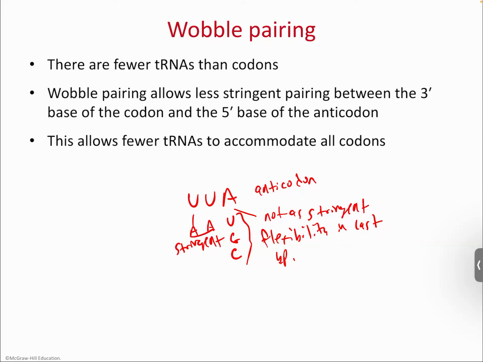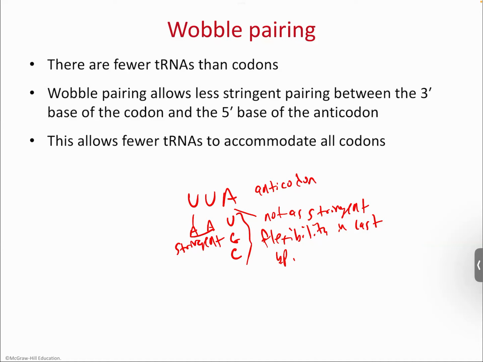We have a code, but if we had a really strict letter of the law kind of a code, it would create a lot of restriction. And then we would have to basically create a lot of tRNAs. And that would be really expensive, right? That would be energetically expensive for us to do.